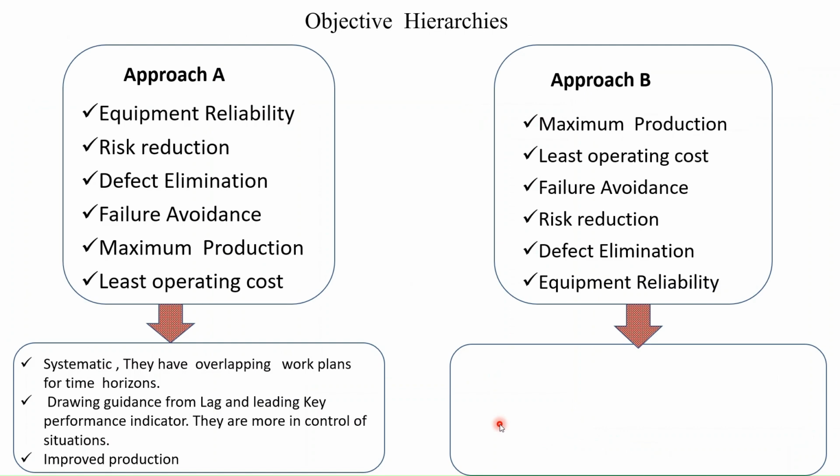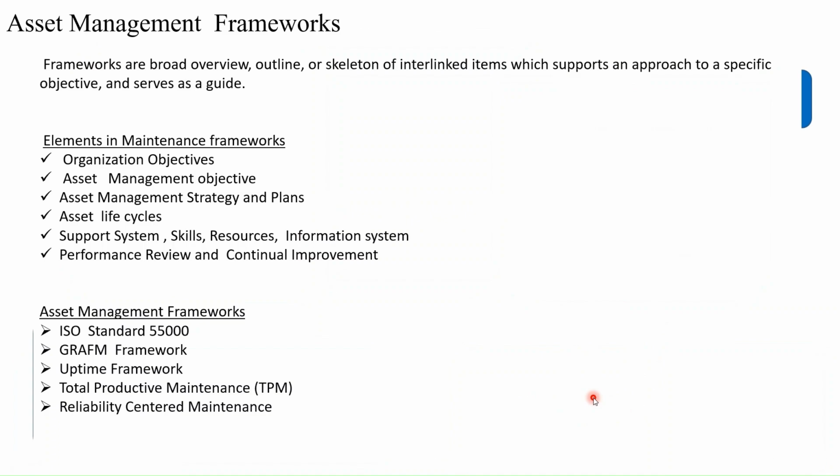Approach A. Equipment reliability at highest priority and followed by risk reduction, defect elimination, failure avoidance, maximum production, least operating cost. Approach B. Maximum production, least operating cost, failure avoidance, risk reduction, defect elimination, equipment reliability.